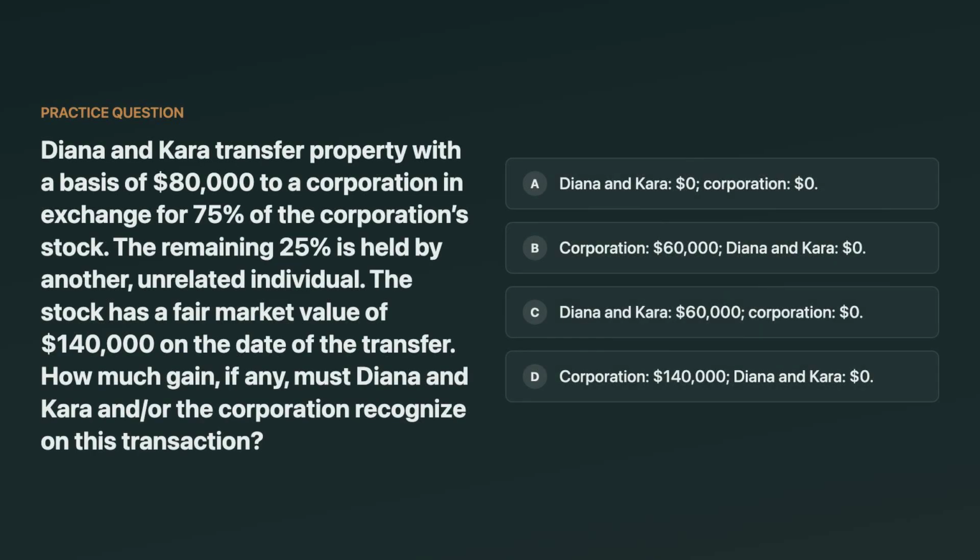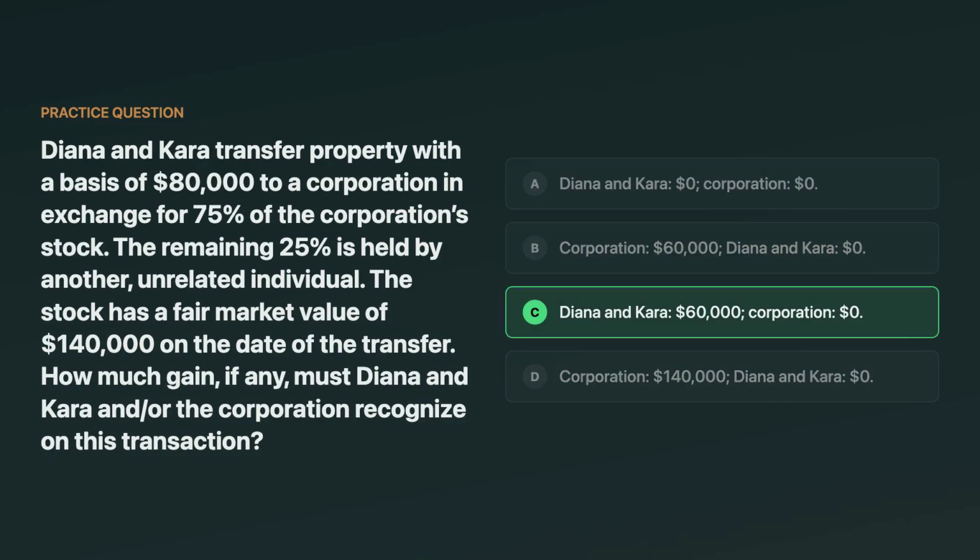Diana and Kara transfer property with a basis of $80,000 to a corporation in exchange for 75% of the corporation's stock. The remaining 25% is held by another unrelated individual. The stock is worth $140,000 on the transfer date. How much gain, if any, must Diana and Kara and/or the corporation recognize? Think about it.